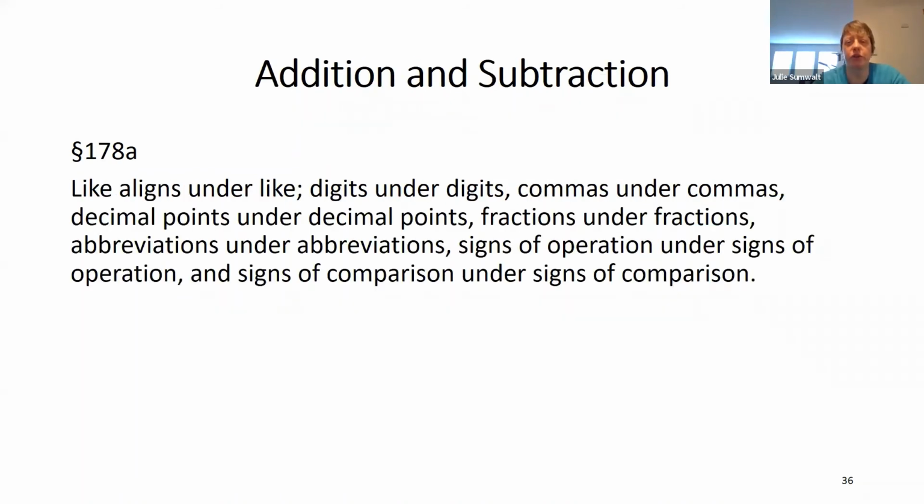So let's talk about addition and subtraction first. For addition and subtraction spatial problems, meaning vertical, we align like under like. That means digits go under digits, commas go under commas, decimal points go under decimal points, fractions under fractions, abbreviations under abbreviations, signs of operation under signs of operation, and signs of comparison under signs of comparison. Everything must line up.